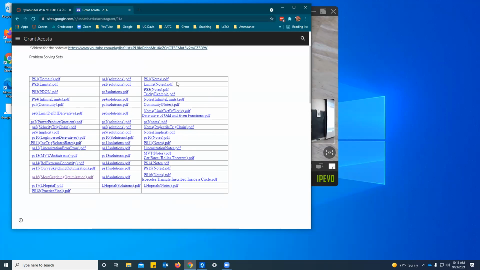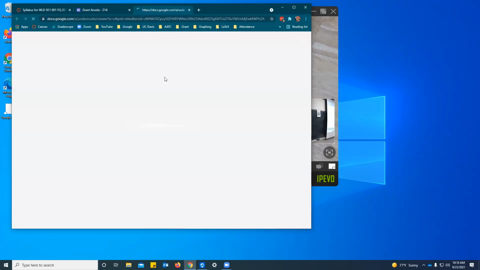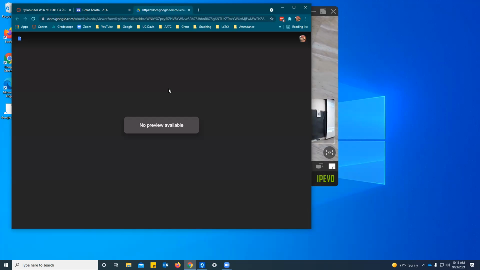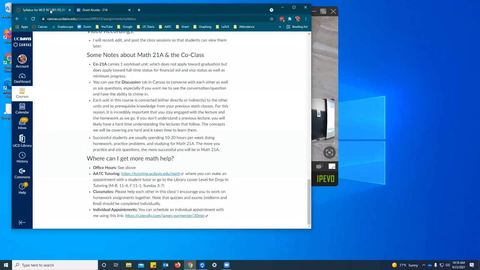notes. I won't lie, I typically use his notes as inspiration for what I'm going to say in class, but currently you can't get to them because he hasn't fixed them yet. So once that is available, I will link it for you. It's definitely a useful resource for 21A, 21B, 21C, 21D.